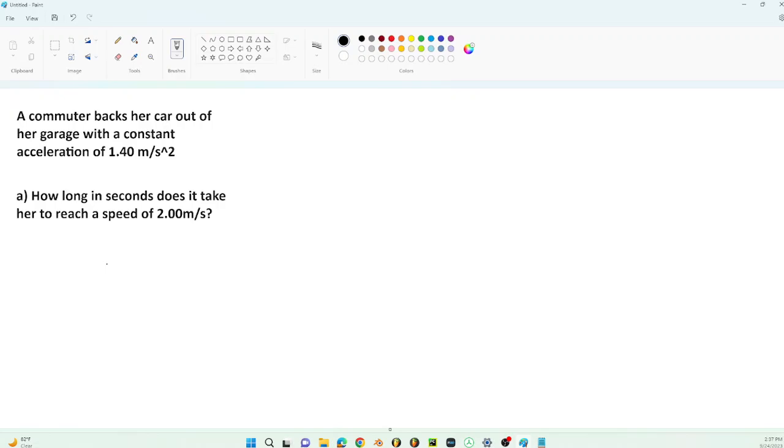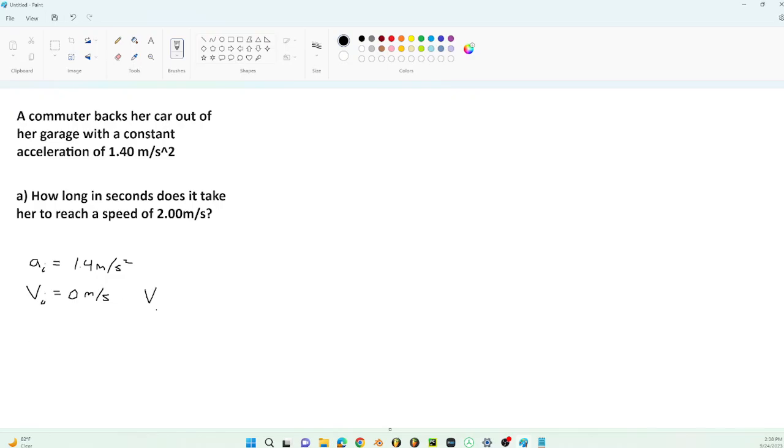Okay, so let's see what information they give us. Constant acceleration 1.4 meters per second squared. Our acceleration is 1.4 meters per second squared. How long in seconds does it take her to reach a speed of 2 meters per second? This does make the assumption that her initial velocity is going to be 0 meters per second. Because if we think about it, if you're backing out of a parking spot, your car is initially parked, and that means that your car isn't moving. In other words, your velocity at that point is zero.